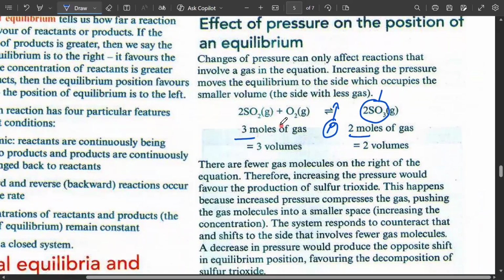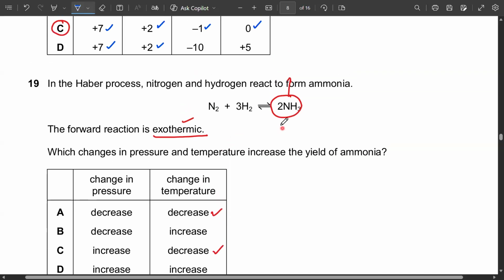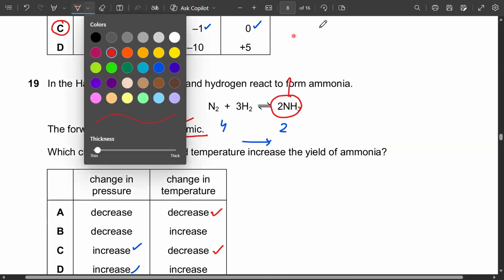because there is a lesser amount on the product side and a higher amount on the reactant side. So coming back to here, we see there are 2 moles of the ammonia and 4 moles of the reactant. So increasing the pressure would shift the equilibrium towards the product side to increase the yield of the ammonia. So in this way, the correct option becomes the C option. C is the correct answer here.